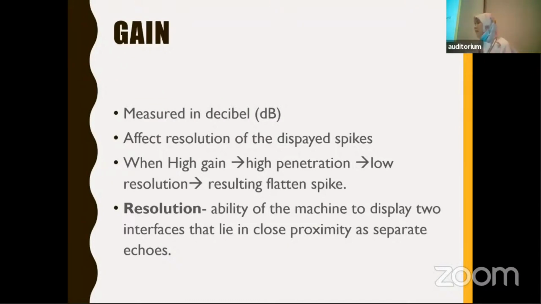The gain setting on the biometer is measured in decibels. It will affect amplification and resolution of the spike. With high gain, there is increased penetration through the media, but it will display a high flattened spike with low resolution. Too low a gain will decrease the penetration through the media, decrease spike amplitude in the display, and eliminate the weaker signal. With optimum gain, the resolution is better. Resolution is the ability of the machine to display two interfaces that lie in close proximity as separate echoes.